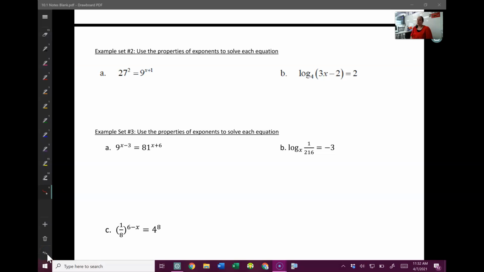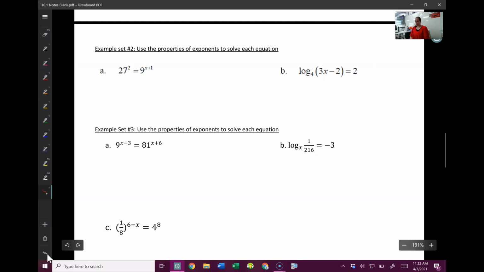Let's solve a little more complicated logarithmic equations, and then we'll be done for today. So we're going to start right here with b.